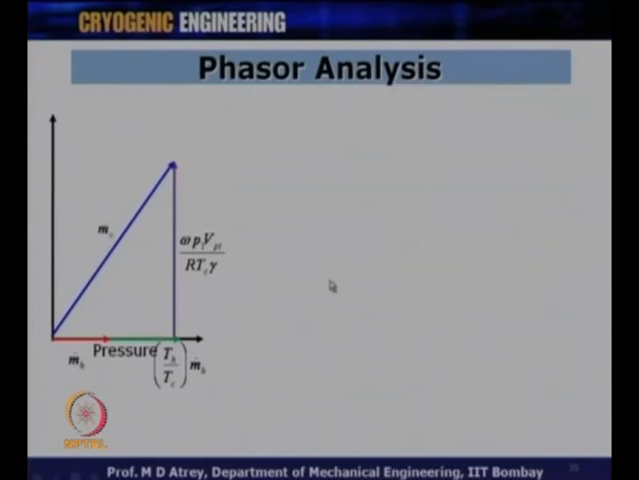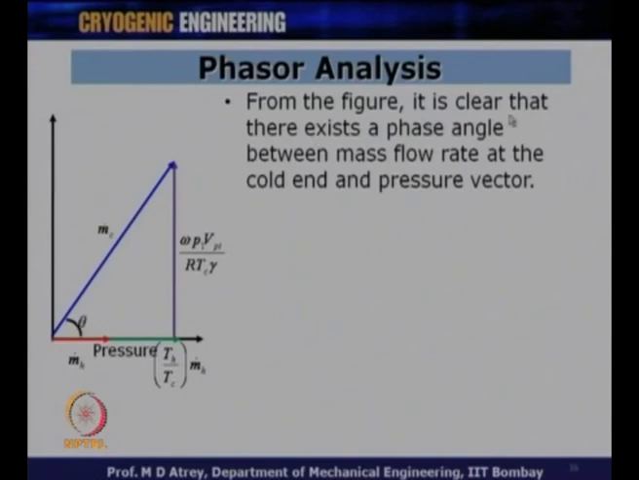What does this mean? From this figure, it is clear that there exists a phase angle between the mass flow rate at the cold end, which is my m dot c, and the pressure vector. So, in a pulse tube cooler, the mass flow rate at the cold end and the pressure axis are not in phase, but have some theta angle between them, while m dot h has the same phase as the pressure. At the hot end, the pressure and m dot h are basically in the same phase. They are parallel to each other, while m dot c is making an angle of theta.